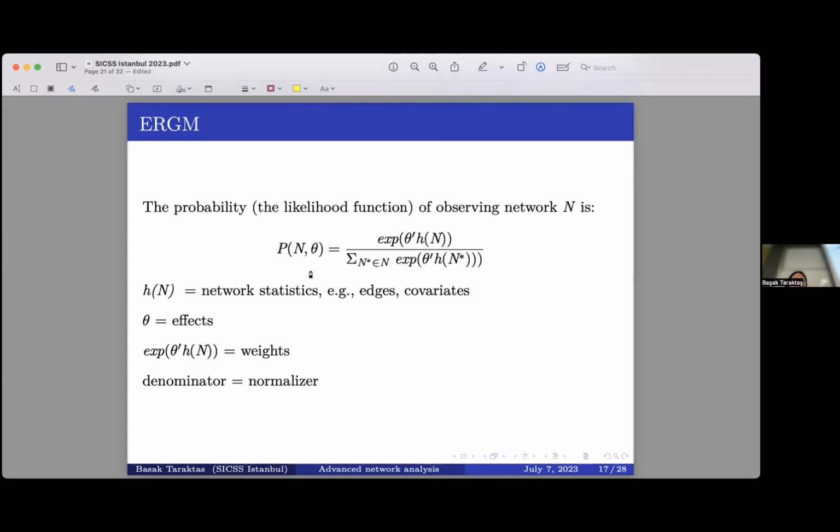So exponential random graphs look like this, and it is less daunting than it looks. So this is the probability of a network with a certain family of effects that are of interest to our purposes. For instance, if we are studying, again, a high school friendship network in the US, let's say one possible hypothesis is that friendships are driven by race, right? So theta would have this race parameter, right?